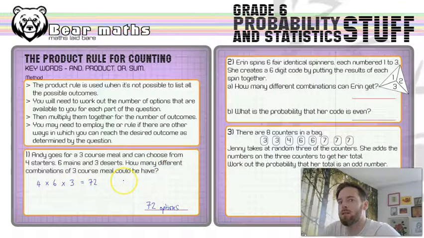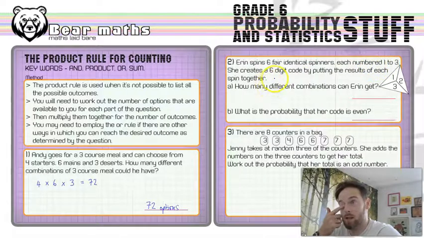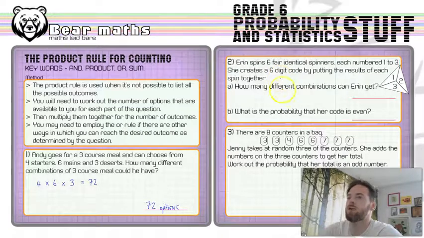So yeah, you might get a nice easy one like that one, but it might get much more complicated. Now the second question is about Erin, and she spins 6 fair identical spinners, each numbered 1 to 3. She creates a 6-digit code by putting the results of each spin together. How many different combinations can Erin get?